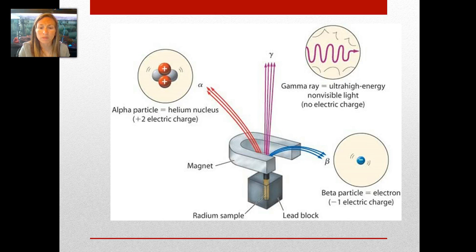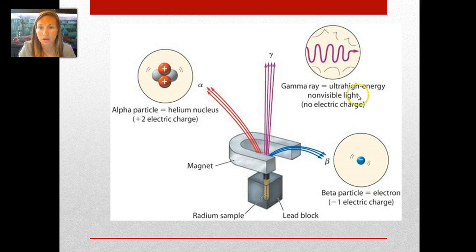Now, if we were to use a magnet and a sample of radium along with a lead block for protection, we could isolate these different forms of radiation. And if we were to actually zoom in and look at this, you would see an alpha particle as pictured here. Again, there's 2 protons and 2 neutrons. Remember that a neutron does not have a charge, so the 2 positive charges from the protons will give an alpha particle, again, a positive charge.